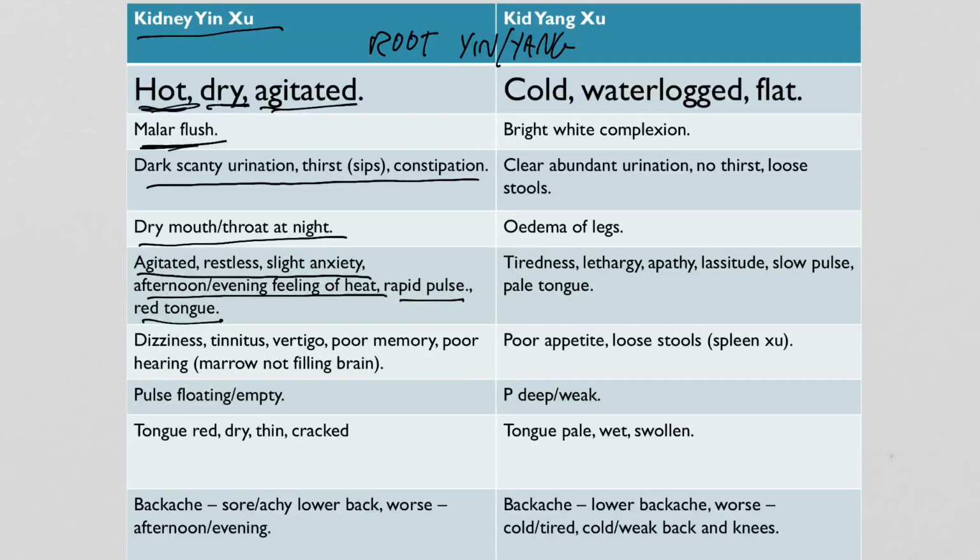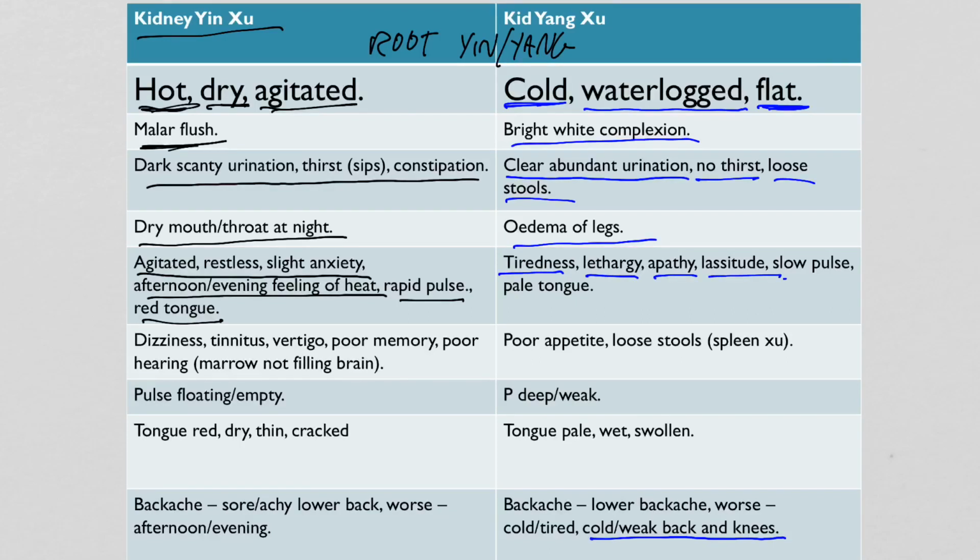With kidney yang deficiency, the person becomes cold, so we get bright white complexion, cold and weak back and knees, feeling cold and tired. Waterlogged, so clear abundant urination, no thirst, loose stools, edema of the legs, and we get flatness, so tiredness, lethargy, apathy, lassitude, slow pulse, pale tongue, poor appetite and loose stools. So these are ways in which we use yin and yang in Chinese medicine.